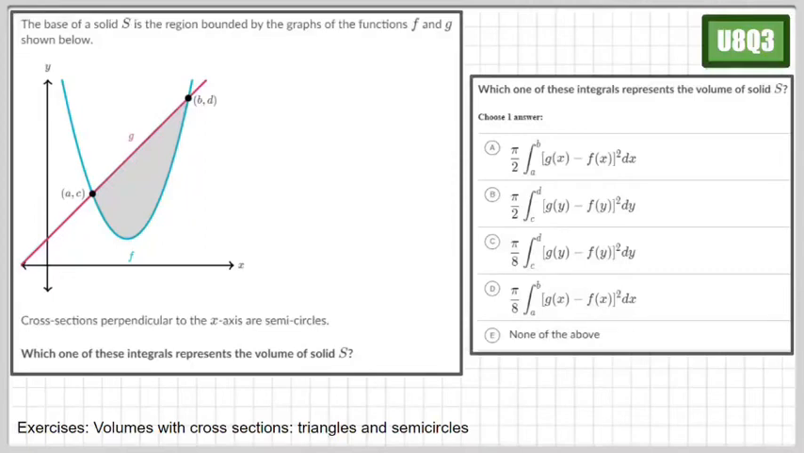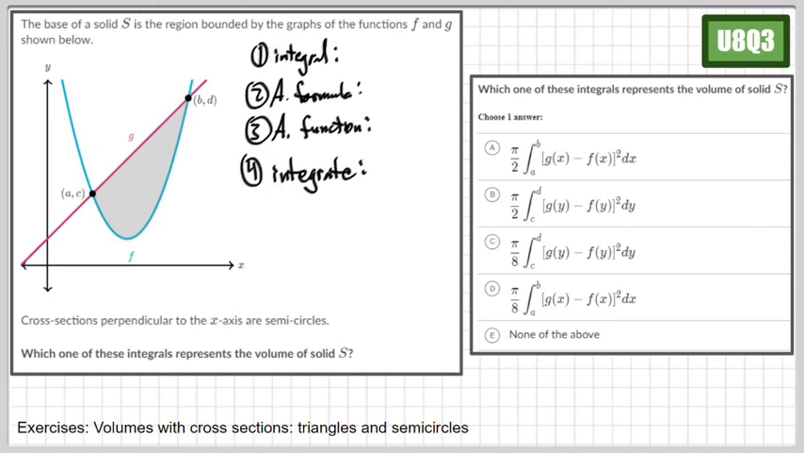All right, so the base of the solid is right here in the shaded area. It's bounded by these graphs, F and G. The cross sections perpendicular to the x-axis are semicircles. Let's write down our steps. I got one word for every step.